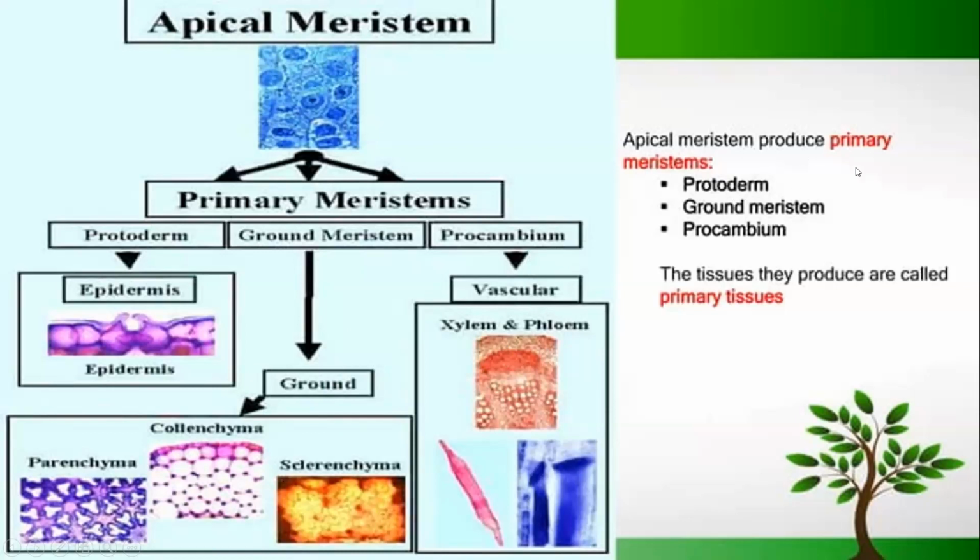Apical meristem produces the primary meristems: the protoderm gives the epidermis, the ground meristem gives the cortex, endodermis, pericycle and medulla regions, and from the procambium the vascular bundles are formed. The tissues they produce are called primary tissues.